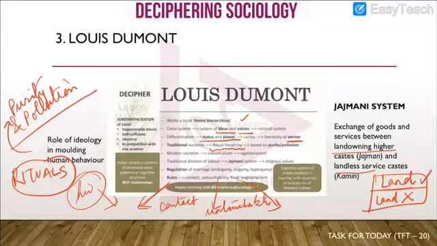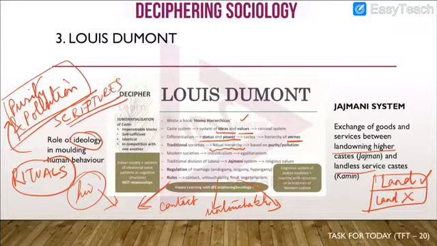According to Louis Dumont, in Indian society, the ideology played a very important role in molding human behavior. That means the differentiation or difference which was experienced or seen in Indian society, it was governed by ideas. Ideas of what? Ideas of purity and pollution, which was written according to the people in the scriptures or spiritual texts.